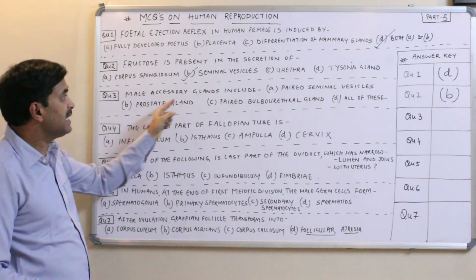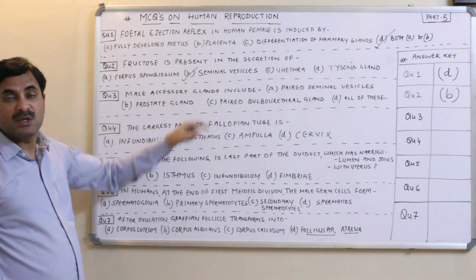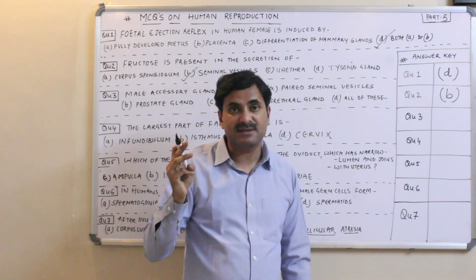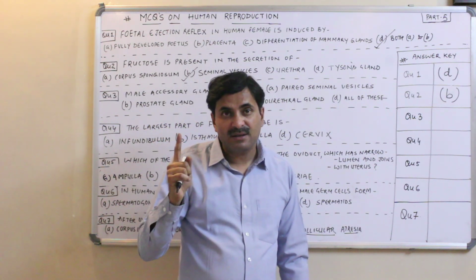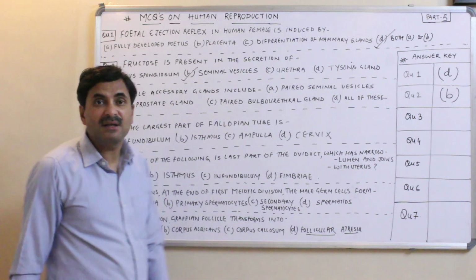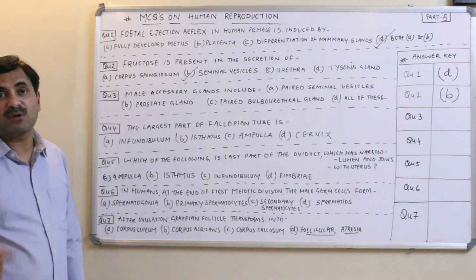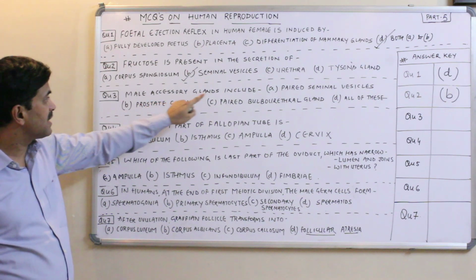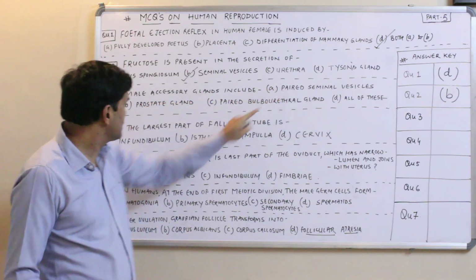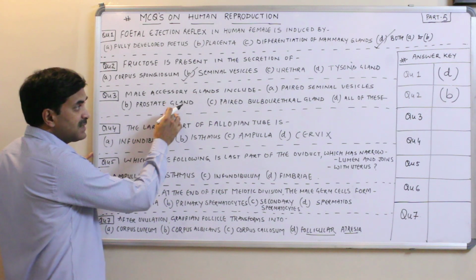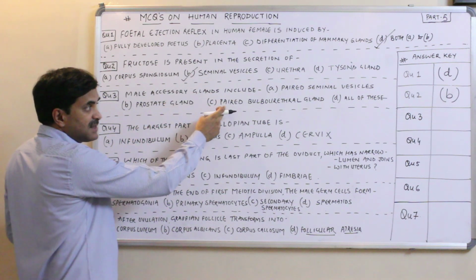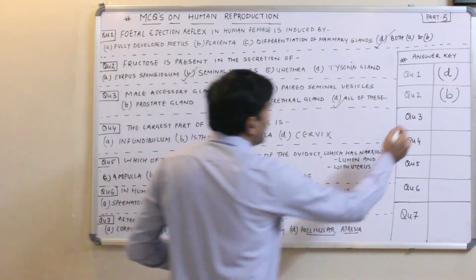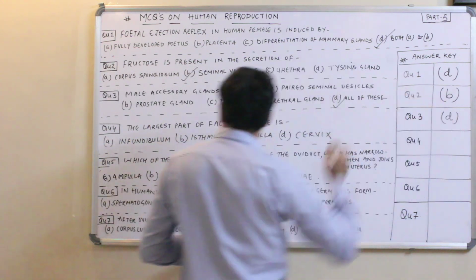Question number 3, male accessory glands include. Males have 3 types of accessory glands: one prostate gland, a pair of seminal vesicles, and a pair of bulbourethral glands, also called Cowper's gland. So male accessory glands include paired seminal vesicle, yes. Prostate gland, yes. Paired bulbourethral gland, yes. Fourth, all of these, yes. Question number 3 has the answer D.